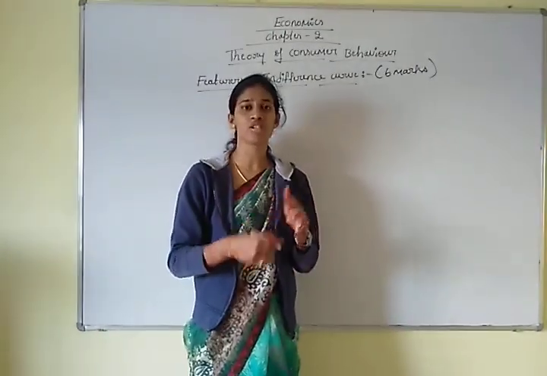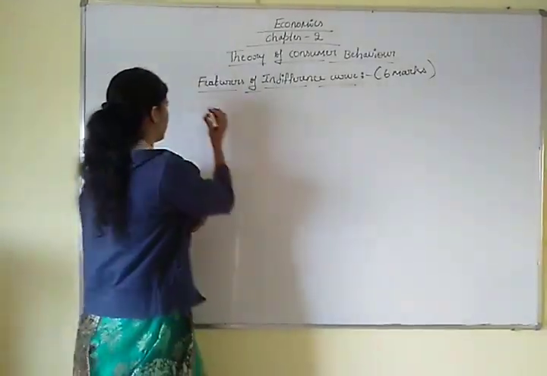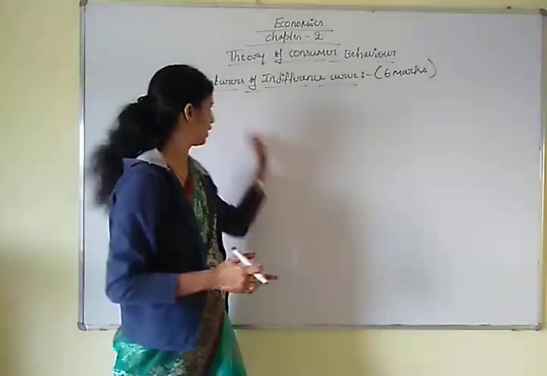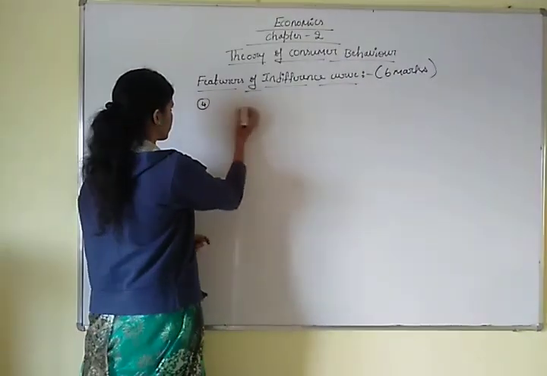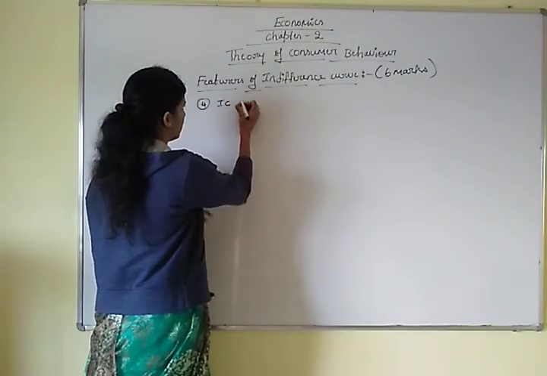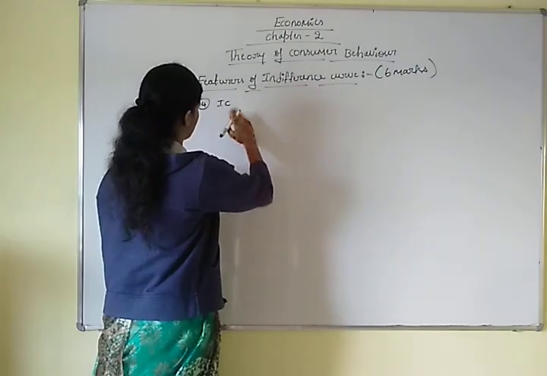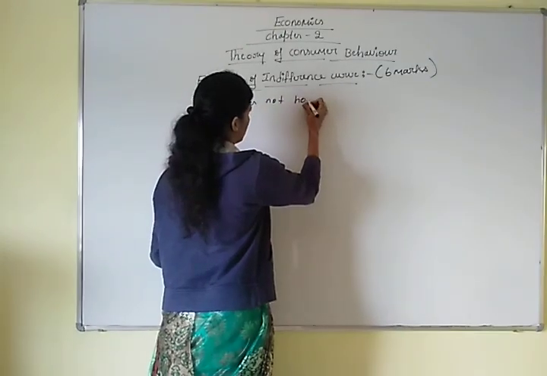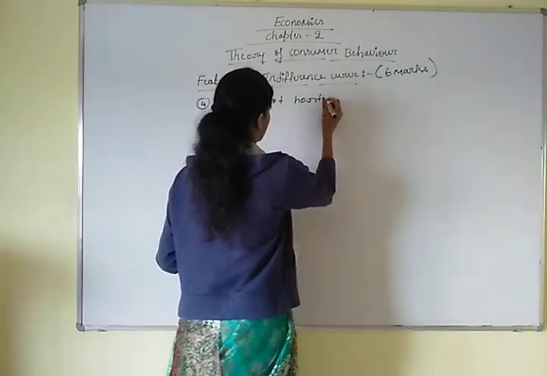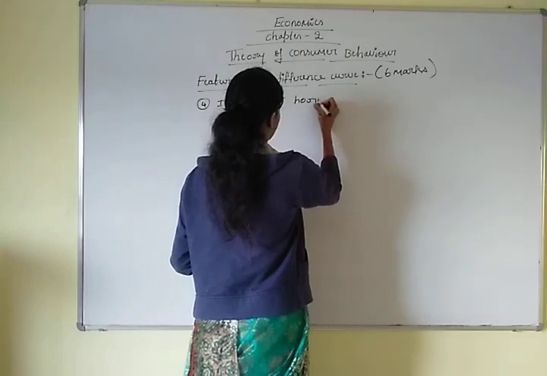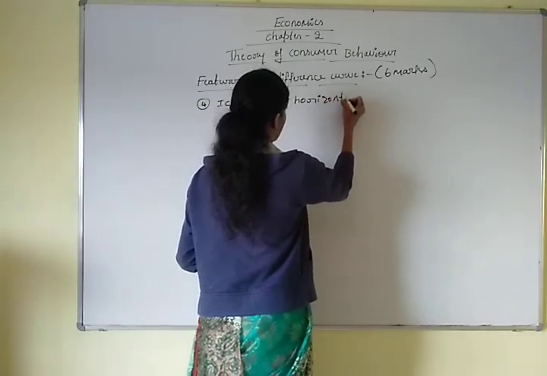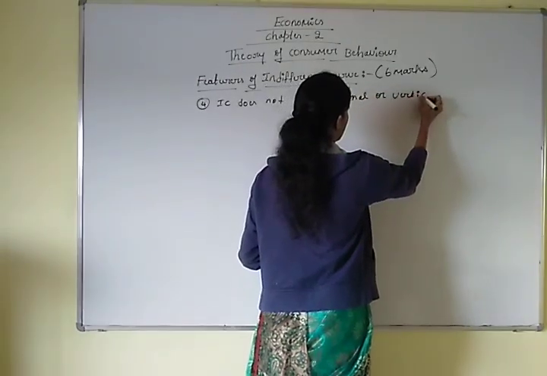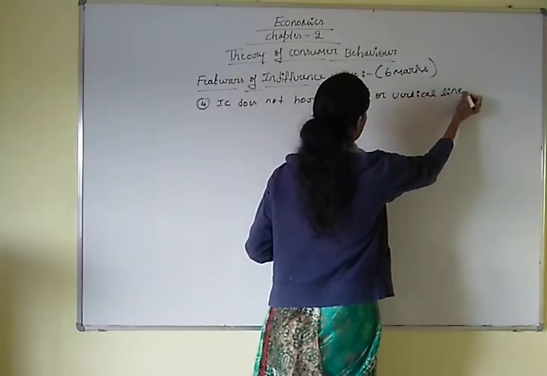Other important features or properties of indifference curve: the fourth one is only mention the points and diagram. No need to explain these points. Okay. The fourth one is indifference curve should not be a horizontal or vertical line. Okay.